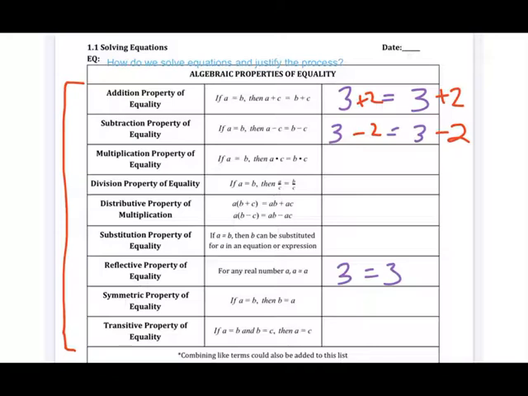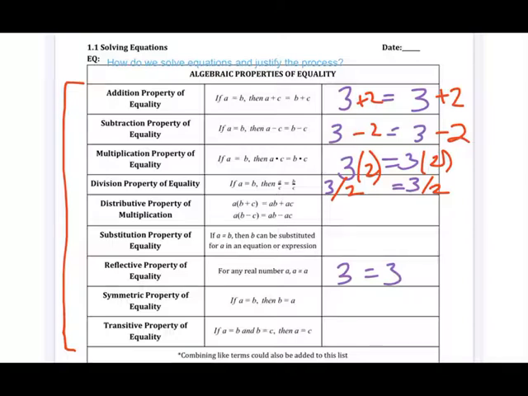I think I remember being told, do unto one side as you do unto the other, like the math golden rule. The same thing you're going to see hold with multiplication and division. So if A equals B, then A times some number C equals B times some number C. So 3 equals 3, then I could also multiply this by 2 and multiply this by 2, and I still have the same thing. The same property holds with division. If 3 equals 3, then 3 over 2 equals 3 over 2. 1.5 does equal 1.5.